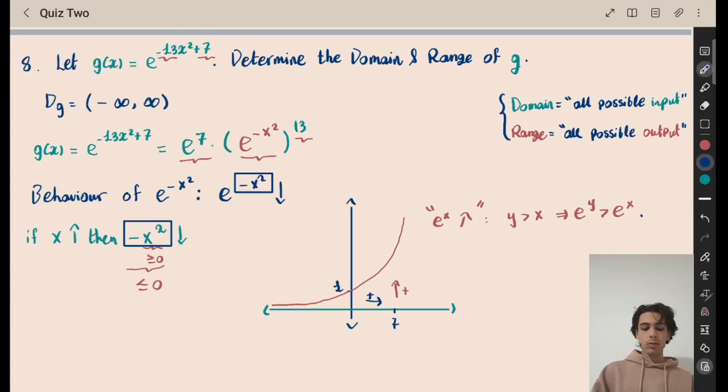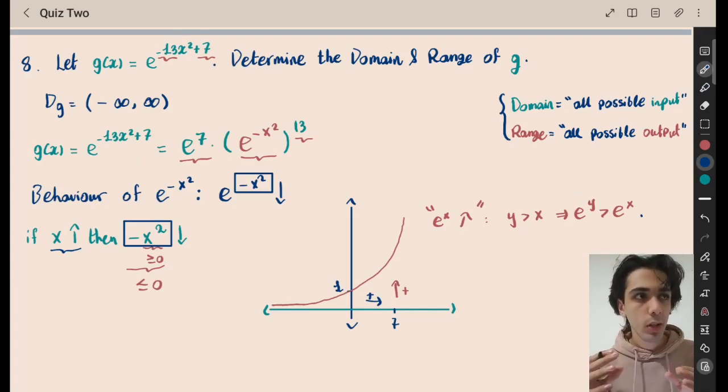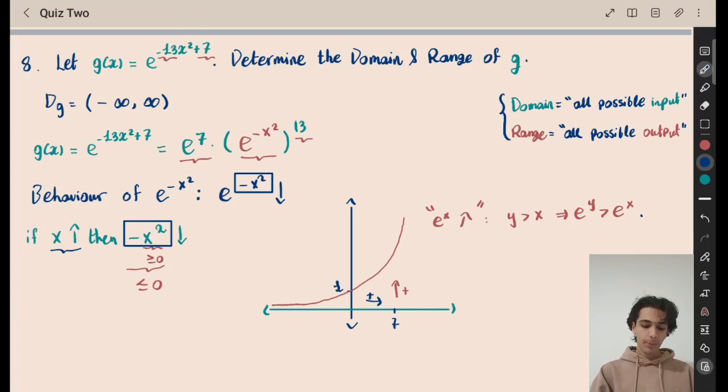Okay, so when we increase x, e to the minus x squared decreases. That's a problem. So it's decreasing, it's going down and down and down. But is there a point at which it starts from, before it starts descending, before the values start to decrease rapidly, actually exponentially? And the answer is actually yes.